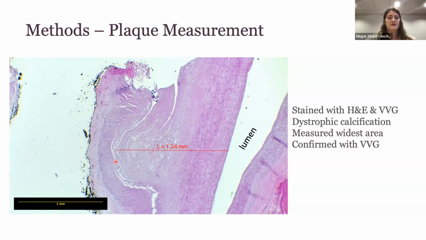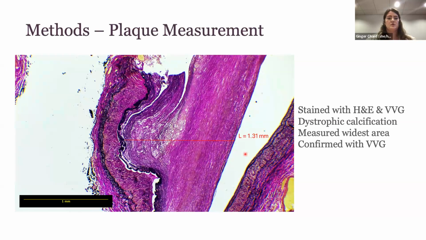You can see some components of the plaque that we talked about previously, the central necrotic core, as well as this purple or basophilic area, which is the dystrophic calcification. And then we measured from the internal elastic lamina across to the lumen. We measured each plaque on both H&E and VVG. And as you can see, it's easier to be precise with the VVG, knowing that that black line is the internal elastic lamina. So that just helped us be consistent in our measurement.